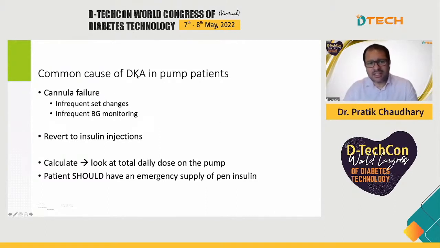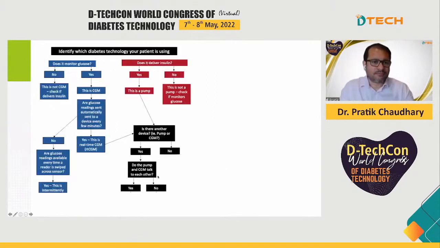So if someone comes in with DKA to hospital, standard advice is you've got to revert to insulin injections for the first 24 hours, treat the DKA, get rid of the ketones, have a look. And patients should all be given an emergency supply of pen insulin to avoid the admission. But if they come in, then you need to treat the DKA, and then after day two, you can get them back onto the pump.